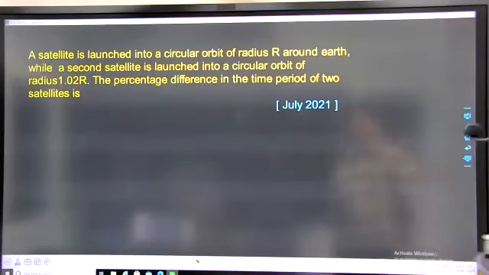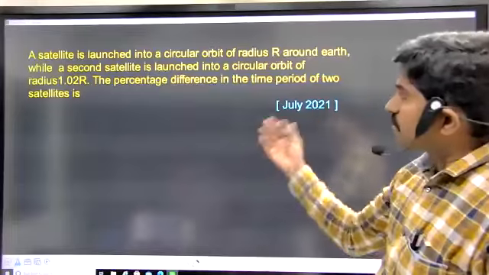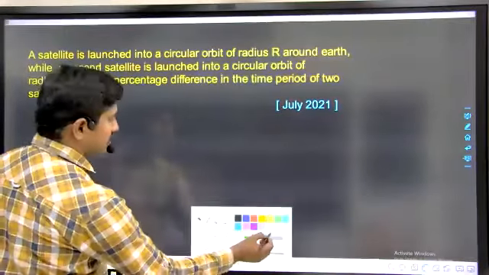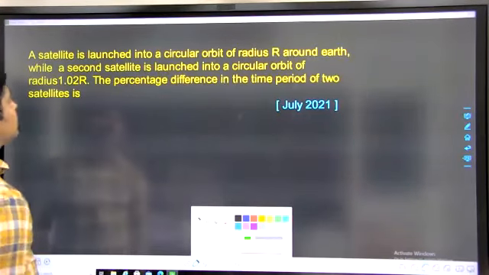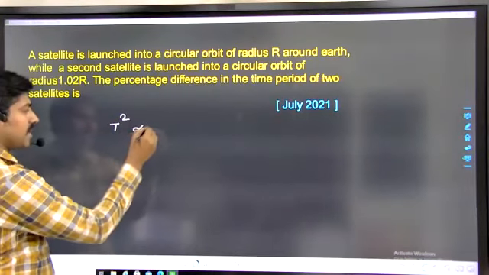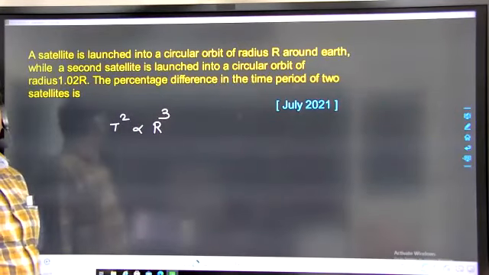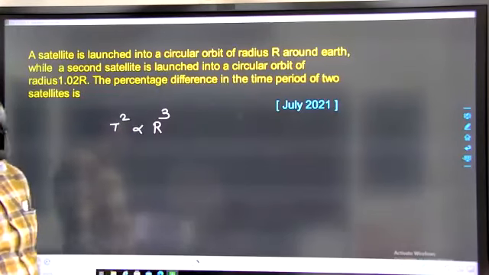See here, it is a simple question, an EAMCET level question only. What is the relation between time period and radius? I think all of you know that: T square is proportional to r cube. But they're asking here in terms of percentage.